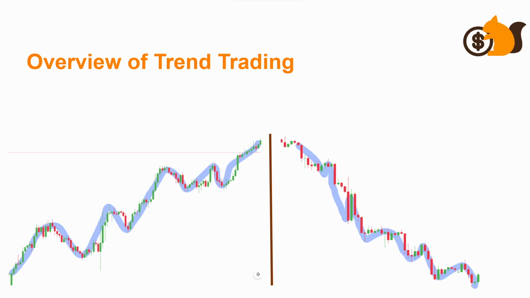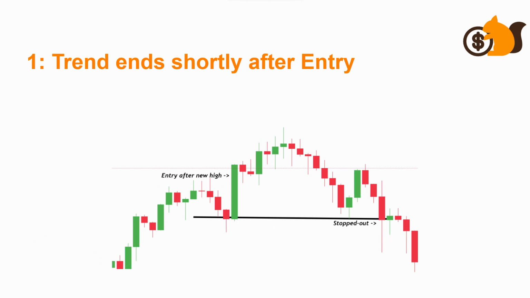Now that we've looked at the basics of trend trading, let's look at the two most common problems traders face when trading the trend. Problem number 1 is that the trend ends shortly after the entry. Oftentimes, the market won't make a new high or low after the entry. Therefore, you don't have the chance to move your stop loss to the last pullback to limit the risk.